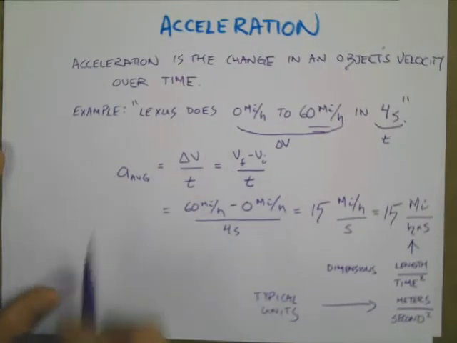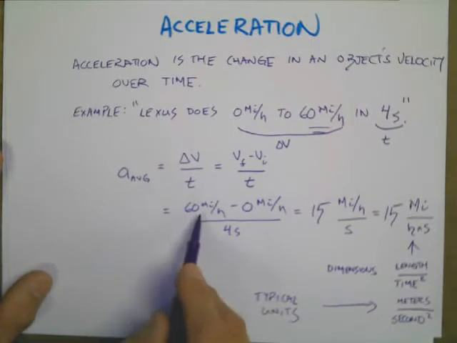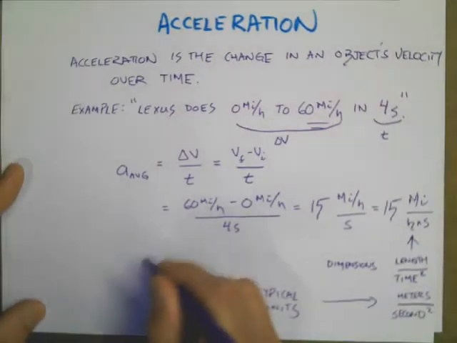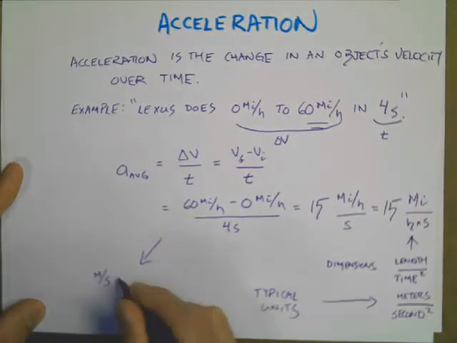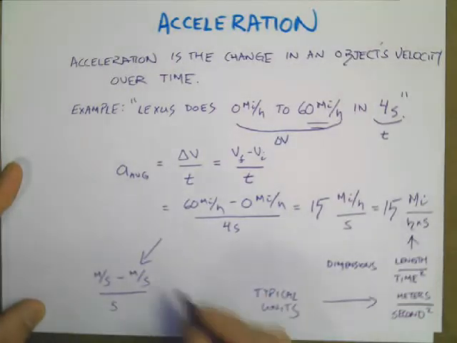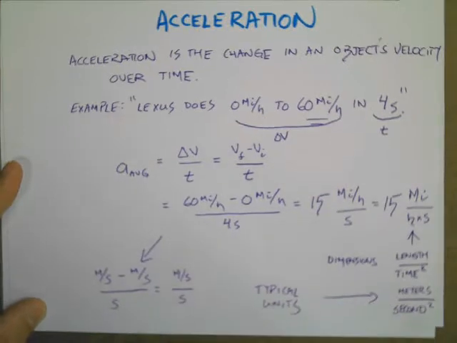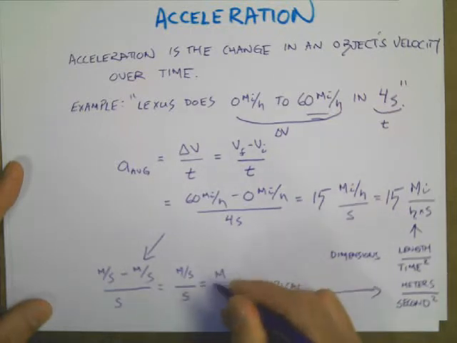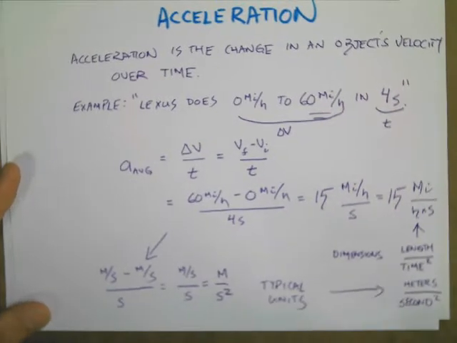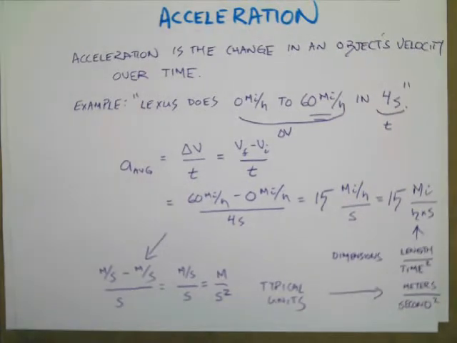You could go back to this example with the Lexus, and you could convert 60 miles per hour into meters per second. So you would have so many meters per second minus so many meters per second, divided by so many seconds. That simplifies to meters per second over seconds. And then these seconds jump up and multiply, and so you end up with meters per second squared. And so that's how that would work for many of the examples that we're going to do.